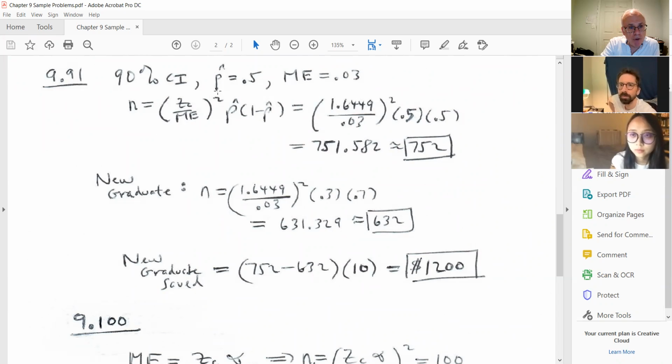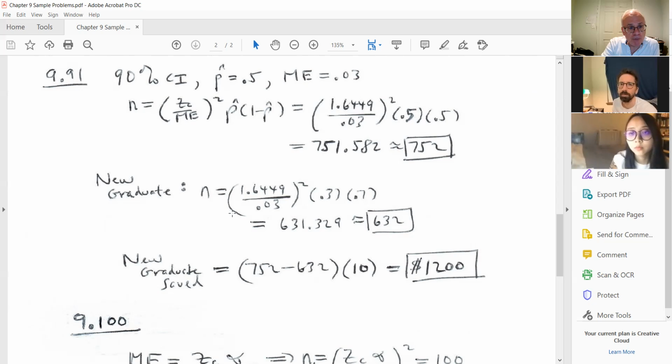Using this as our formula for our minimum sample, and we have a 90%, you would have probably determined that your critical value is 1.6449. Margin of error is 0.03. I'm going to square that ratio and then multiply it by 0.5 squared. And I get 751.582 and round that up to the next whole number, 752. My minimum sample size, if I use 0.5 as my estimate for p hat, or for the sample proportion.